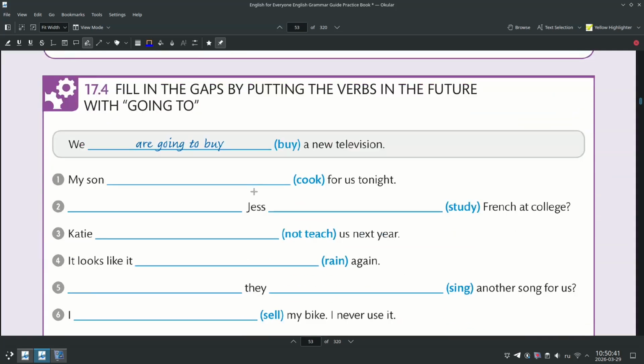Fill in the gaps by putting the verbs in the future with going to. Number 1. My son cooked for us today. My son is going to cook for us tonight. Number 2. It is a question. Is Jess going to study French at college?